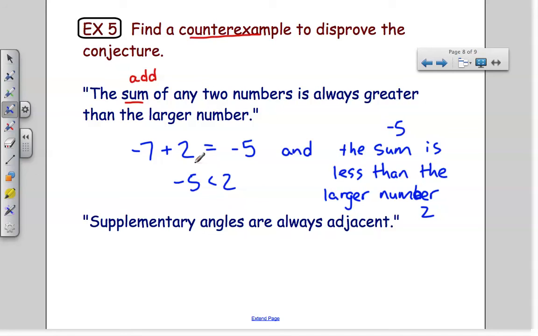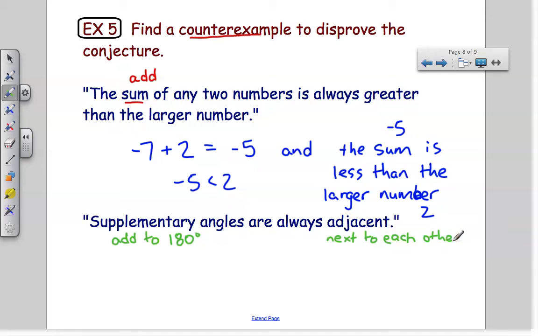And let's do that one more time using something a little bit more geometry rather than algebra. We talked last chapter about supplementary angles, and it's saying supplementary angles are always adjacent. A few terms to make sure we know. Supplementary angles, remember that those are two angles that add to 180 degrees. And they're saying supplementary angles are always adjacent. What does adjacent mean? That they are next to each other, that they share a ray, they share a vertex.